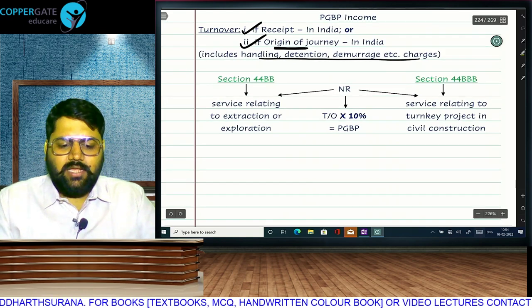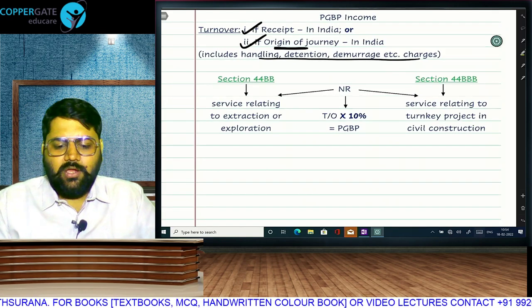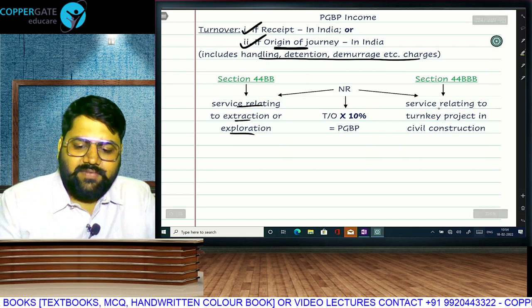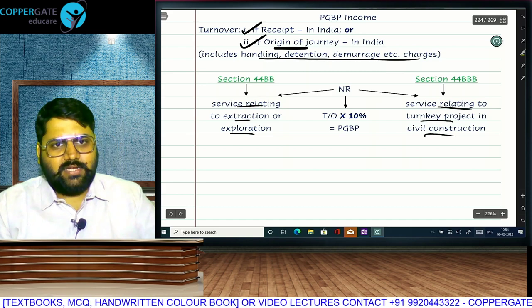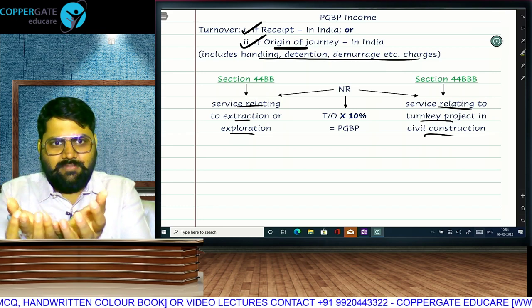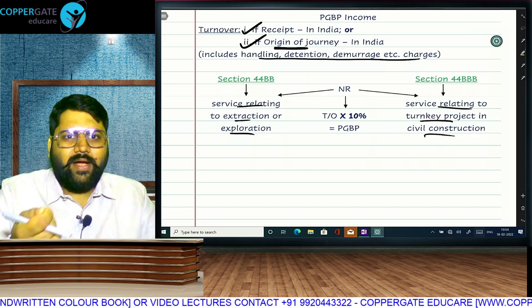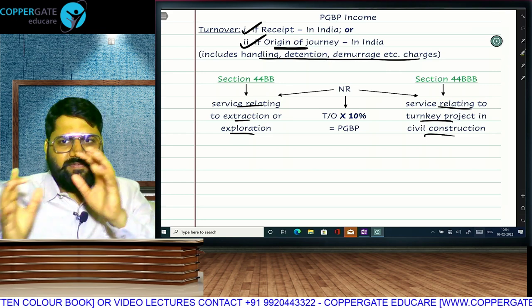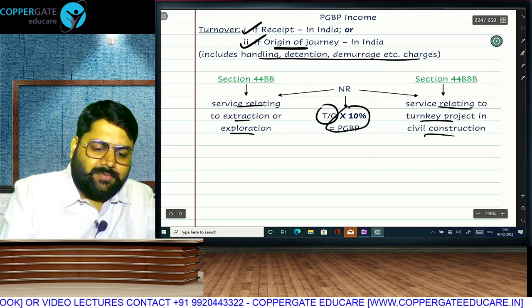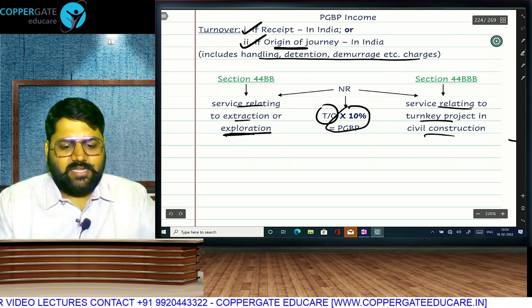And last part, if we are in 44BBB or BBB, this is services related to extraction and exploration activities, and this is turnkey project in civil construction, where one person will prepare that asset, that building will be ready, and you have to go and turn the key. That person will only prepare it, you will use it. So whatever you pay them, 10% of turnover will be the PGBP.